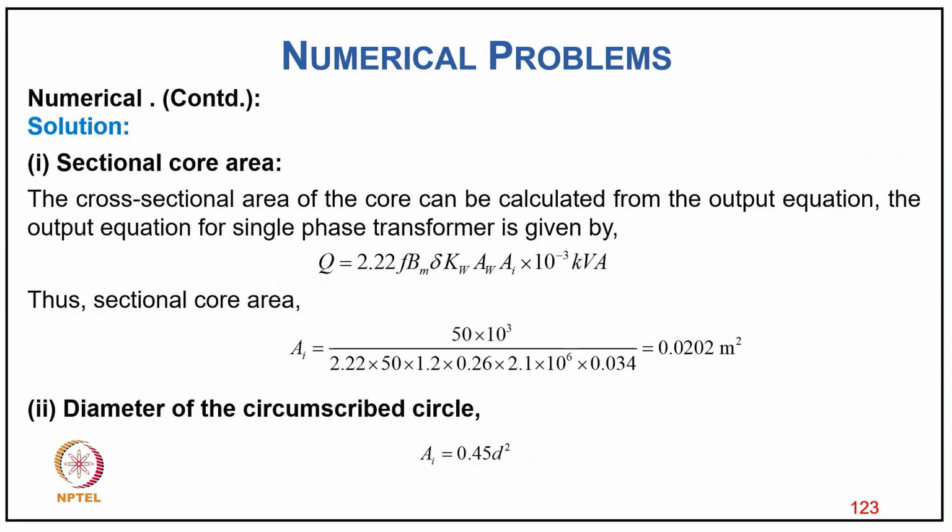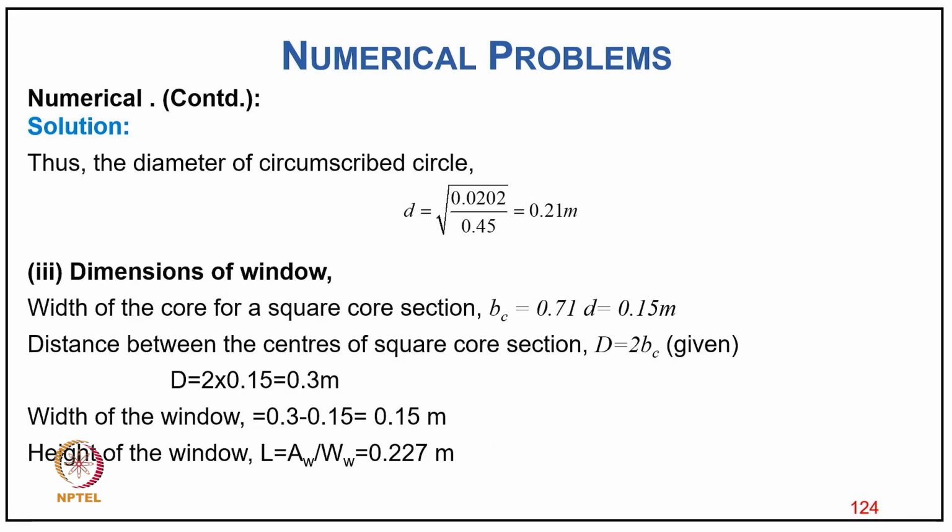So now coming to the solution. The core cross section area can be found out from the output equation, that is Q equal to 2.22 f Bm sigma Kw AW AI 10 power minus 3 kVA. From this, putting the values, you get AI equal to 0.0202 meter square, and for the diameter of the circle, AI equal to 0.45 d square. So from there you get d equal to 0.21 meter.